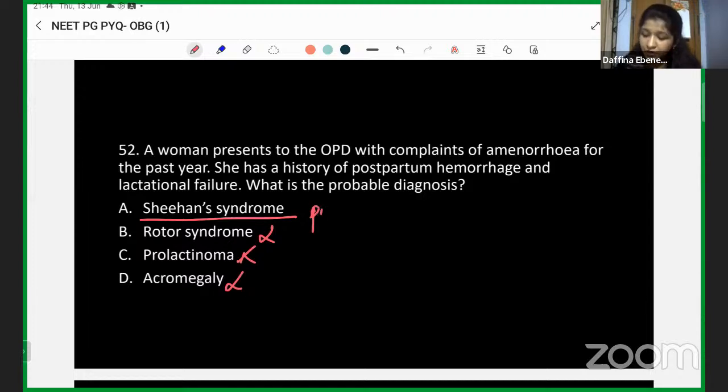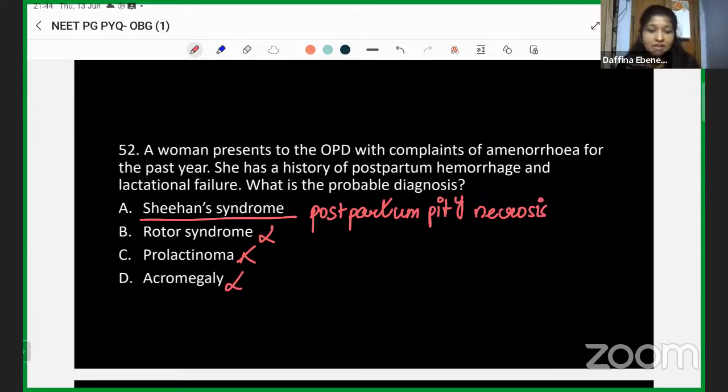What is Sheehan's syndrome? Postpartum pituitary necrosis. Okay, why does it occur? It can occur secondary to a postpartum hemorrhage, hypotension.